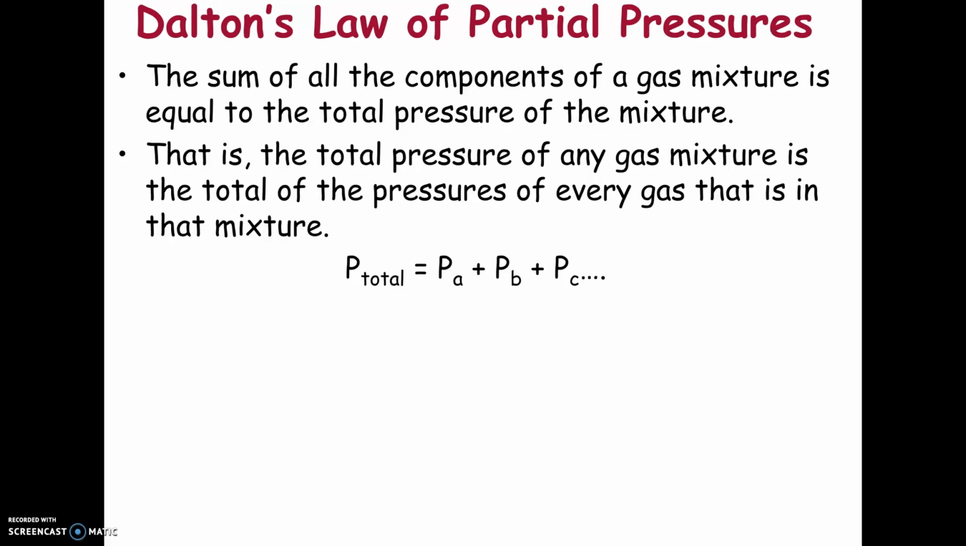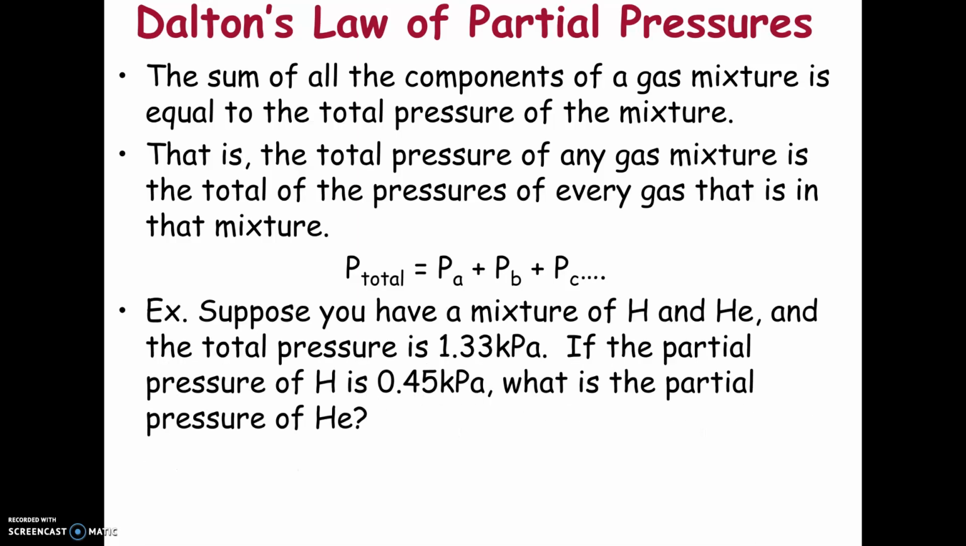So this is a very simple formula. You can see here the total pressure would be equal to the pressure of gas A plus the pressure of gas B plus the pressure of gas C, etc. If there were two gases, there'd just be 2. If there were 8 gases, it would be the partial pressure of all 8. And again, this would really just be determined by how much of each gas there is.